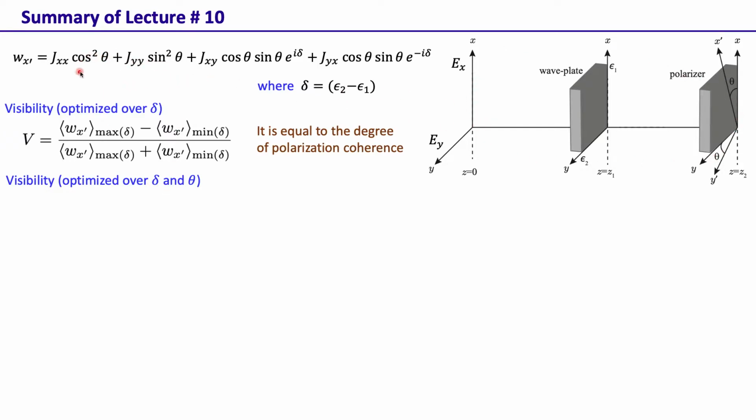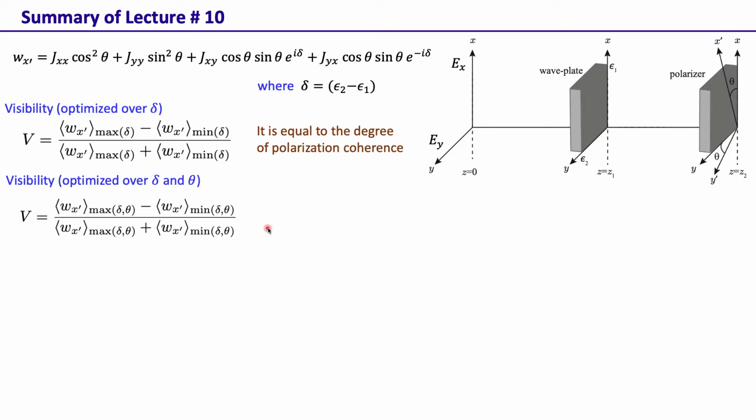But suppose we change this theta as well as this delta, then we saw that the visibility will have this kind of definition. Of course, it's still of the form max minus min over max plus min, but this max is optimized over delta and theta, and so is the minimum. And then we calculated this quantity.